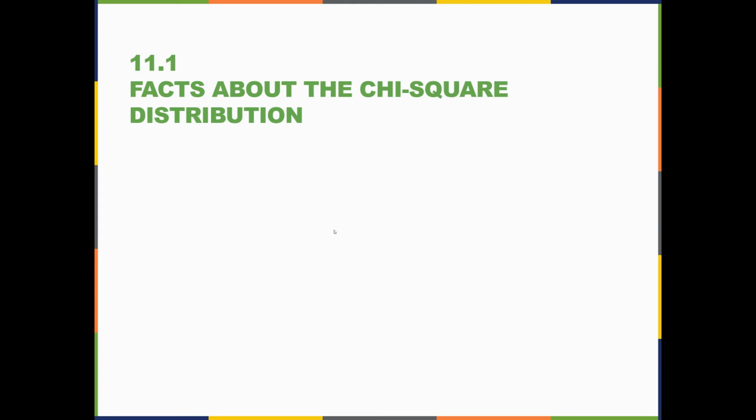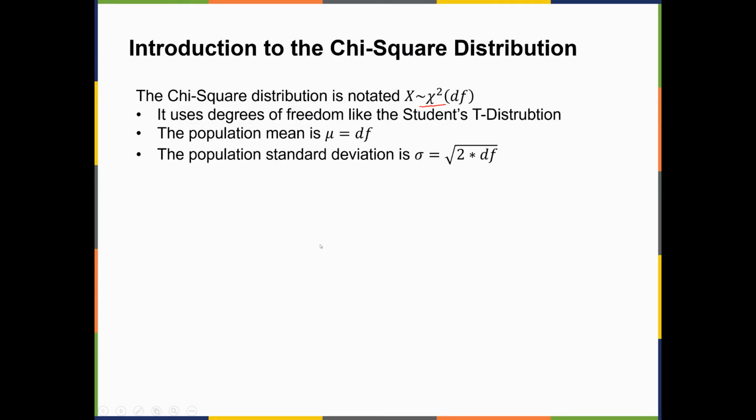Welcome to section 11.1 and 11.2, where we talk about the chi-square distribution. The chi-squared distribution is notated X is distributed chi-squared with df degrees of freedom. That value right there that is underlined looks like an X maybe, but it's actually the Greek letter chi, and it's chi-squared for this distribution. It uses degrees of freedom like the Student's t distribution does.